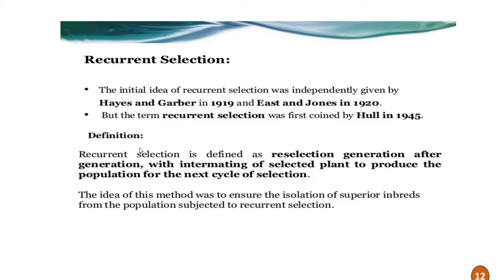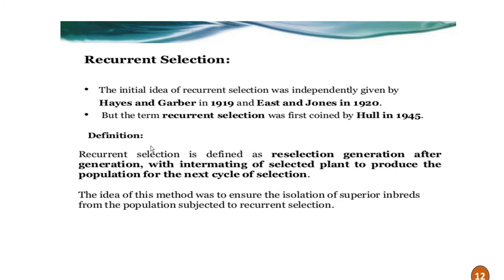So what is next is recurrent selection. What is this recurrent selection? The idea of recurrent selection was independently given by Hayes and Garber in 1919 and East and Jones in 1920. So these are the two groups of scientists. They independently gave the idea of recurrent selection, but the term recurrent selection was coined by the scientist Hull in 1945. So what does recurrent selection mean?